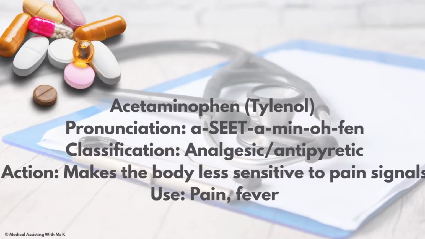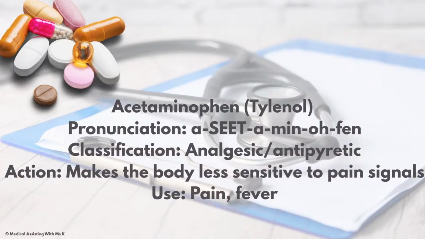Acetaminophen, Tylenol is a brand. It is an analgesic and antipyretic. So analgesic, as we learned in the beginning, is a pain reliever, right? And then an antipyretic is a fever reducer. The action, this is one of the ones that I had to make super simple, but it simply makes the body less sensitive to pain signals. The use is for pain as well as fever.